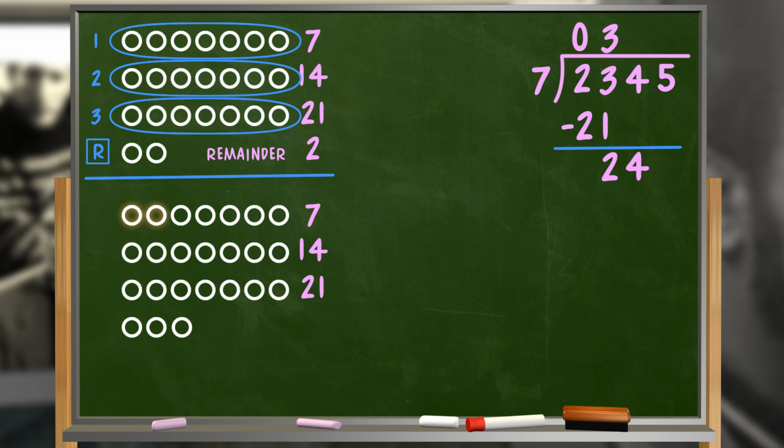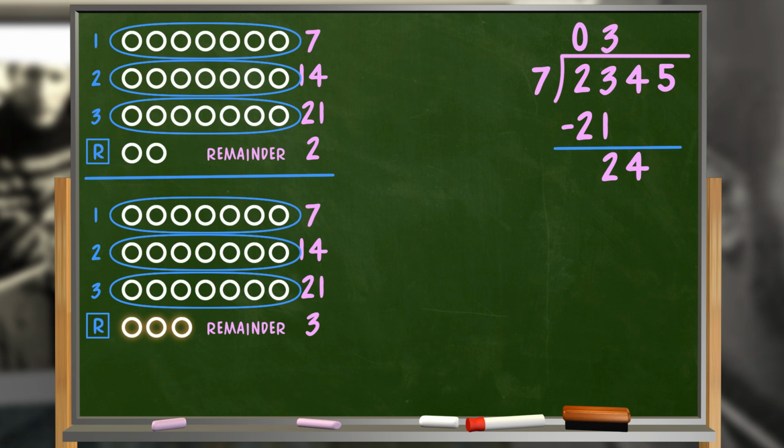1, 2, 3, 4, 5, 6, 7. First group. 8, 9, 10, 11, 12, 13, 14. Second group. 15, 16, 17, 18, 19, 20, 21. Third group. 22, 23, 24. That's not enough for a group. So that is our remainder.